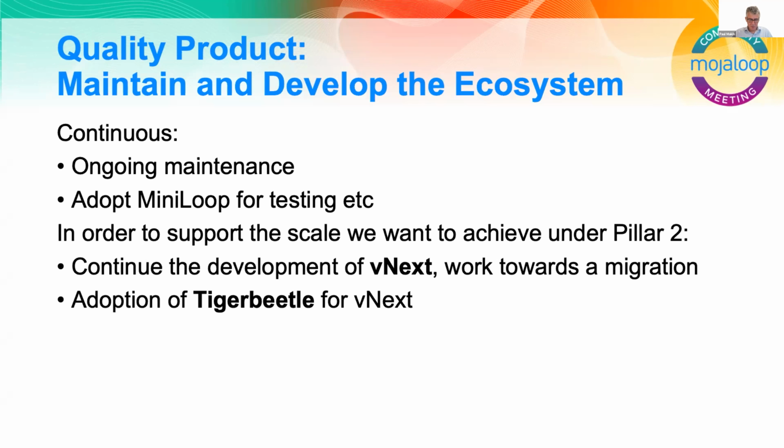And also, I think it's important to note that in order to achieve the scale that we want, Pillar 2 is all about scale. We need potentially to be looking to vNext for that. So we need to continue the development of vNext, and we need to work towards a migration towards that. And of course, obviously, as part of that, adoption of Tiger Beetle within vNext in order to get to the kind of tens of thousands of transactions that we want to.